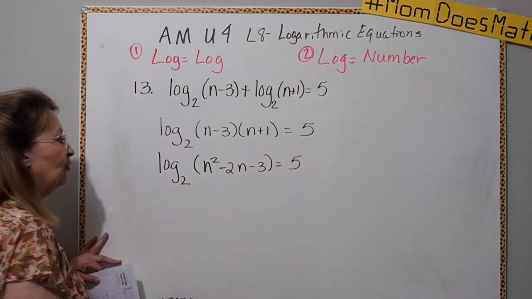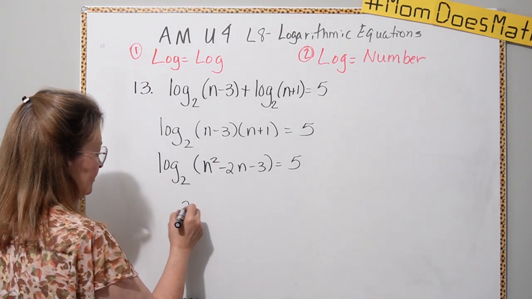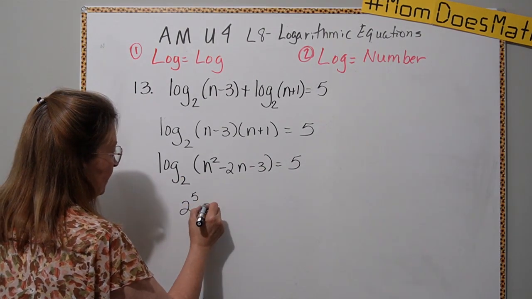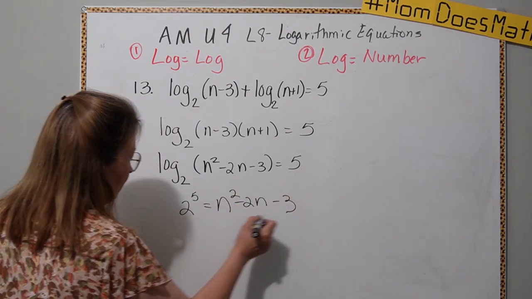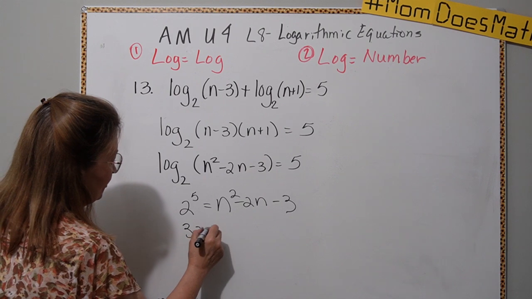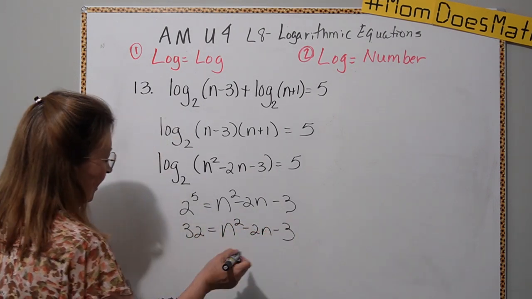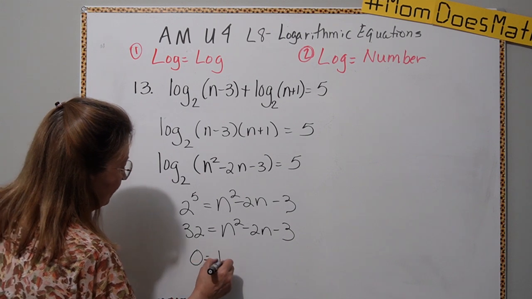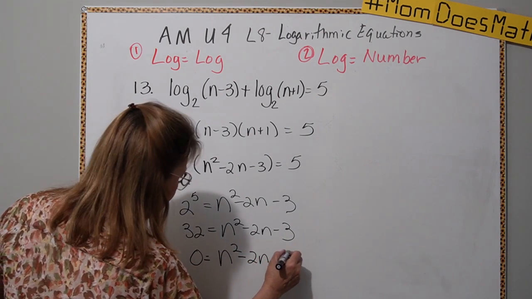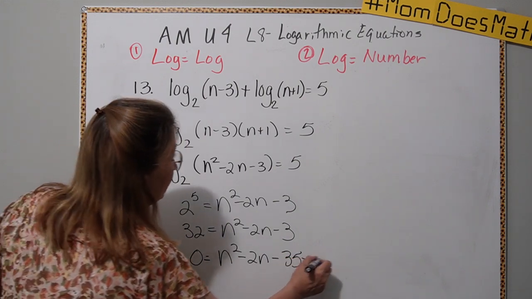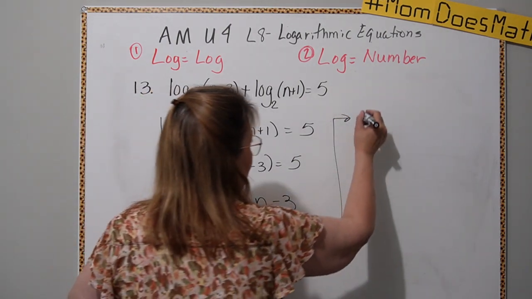All right, now we're ready to convert to exponential. So here's my base, here's my exponent, equals n squared minus 2n minus 3. 2 to the 5th power is 32. And then when I subtract 32 from each side, I'm going to get n squared minus 2n minus 35, okay? And then I'll come up here because our next step is going to be to factor this.